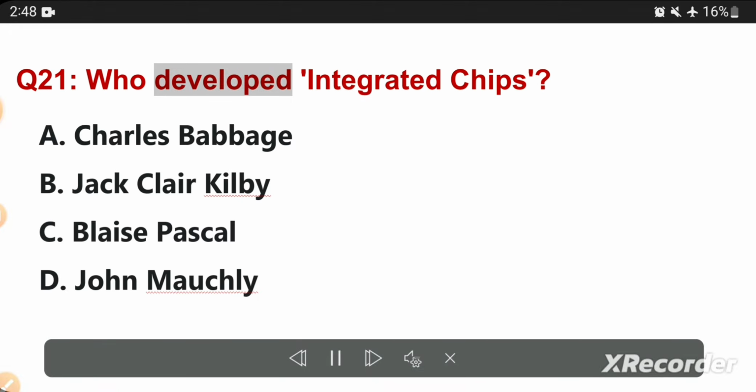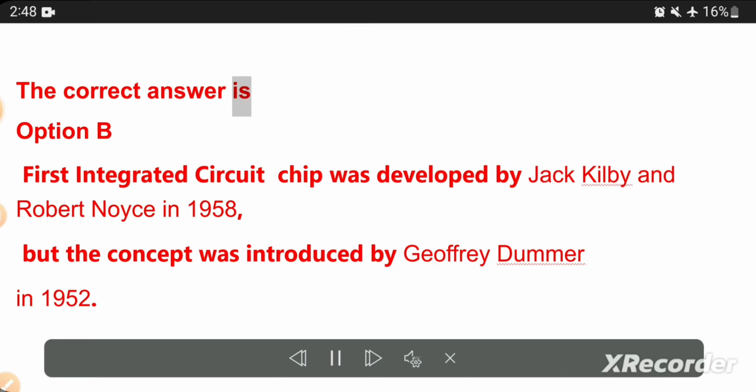Q21. Who developed integrated chips? Charles Babbage, Jack Clare Kilby, Blaise Pascal, John Mauchly. The correct answer is option B. The first integrated circuit chip was developed by Jack Kilby and Robert Noyce in 1958. But the concept was introduced by Jeffrey Dummer in 1952.